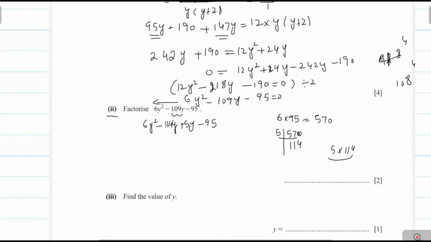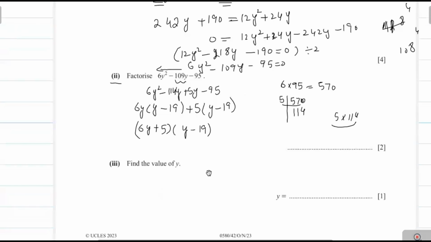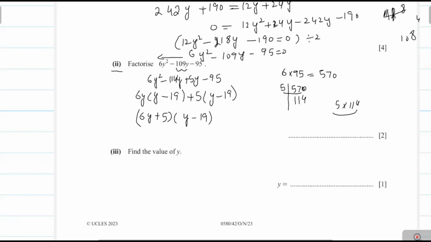here is 6y. This becomes y minus 19 times, 6 times 9 is 54, and plus 5 is taken as a common. 5 times 1 is 5, 5 times 9 is 45. Now we can write it as 6y plus 5 into y minus 19. These are the factors. Part third, find the value of y.